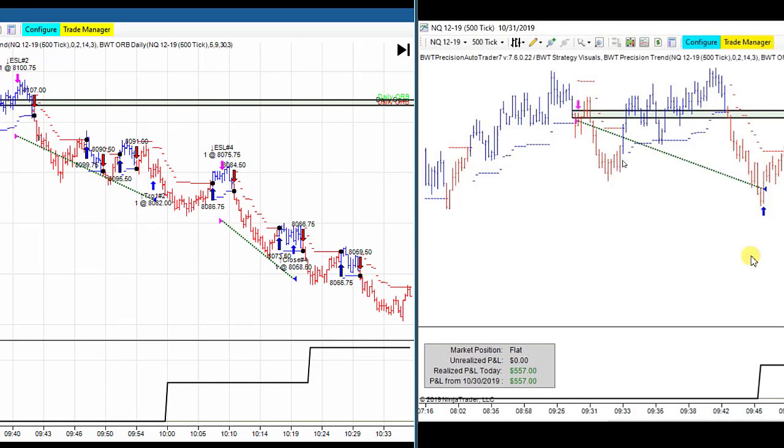In any case, there are differences in data, so don't be surprised if your trades don't exactly match mine or anyone else's. It has to do with the bars, the number of bars looking back on your chart, your data provider, your data server. It's not the same everywhere.